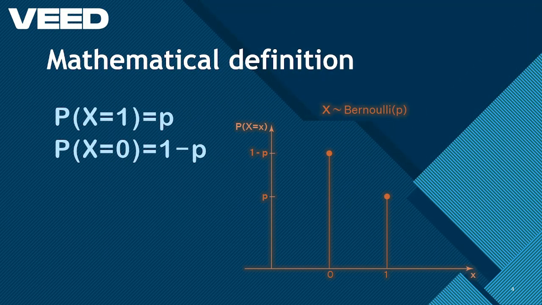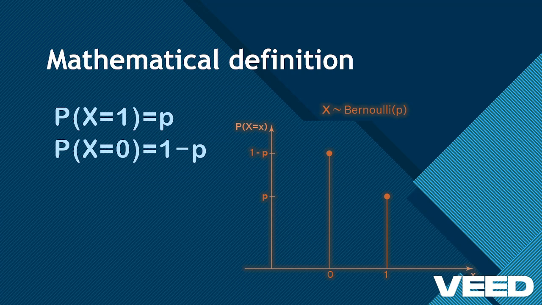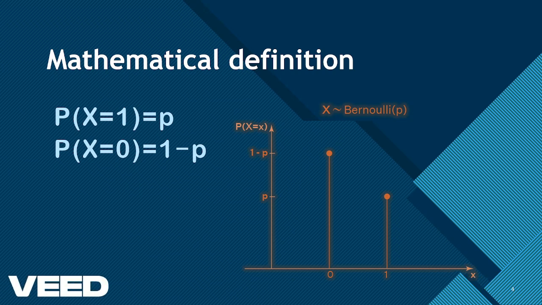Here in this slide we will see what the Bernoulli distribution is and the mathematical definition of Bernoulli distribution. So here we can see for x equal to 1, the probability will be p, and for x equal to 0, the probability will be 1 minus p. So there will be only two conditions, either a success or a failure. If we consider 1 as a success, then the probability of success will be p, and if we consider 0 as a failure, then the probability of failure is equal to 1 minus p.